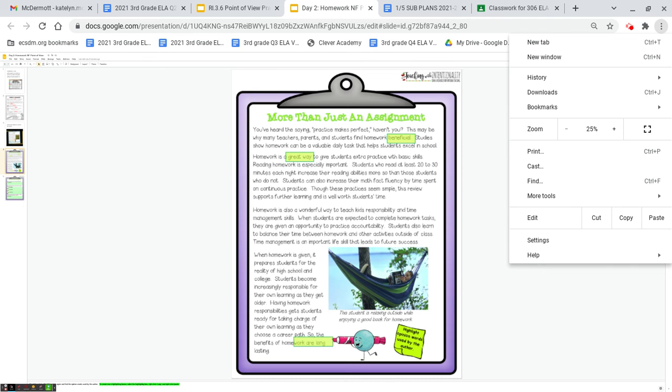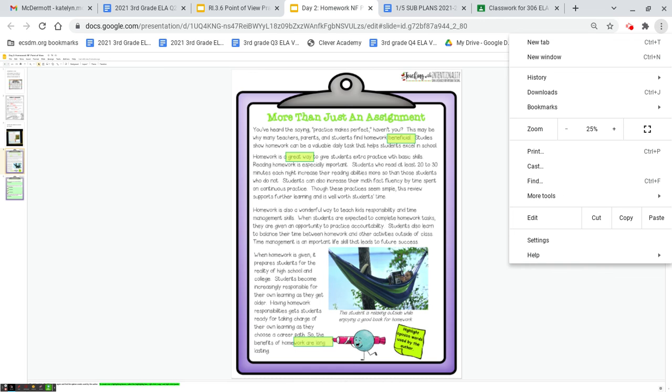So finally, when homework is given, it prepares students for the reality of high school and college. Students become increasingly responsible for their own learning as they get older. Having homework responsibilities gets students ready for taking charge of their own learning as they choose a career path. So the benefits of homework are long lasting.